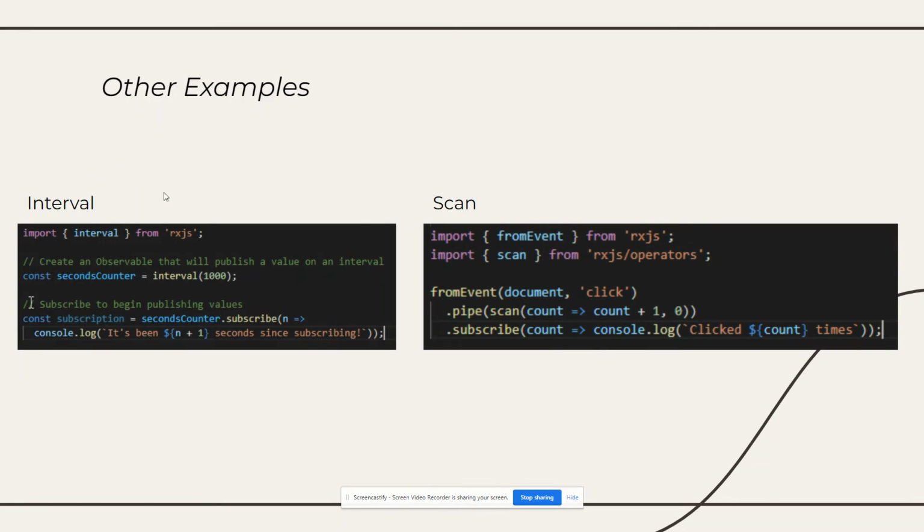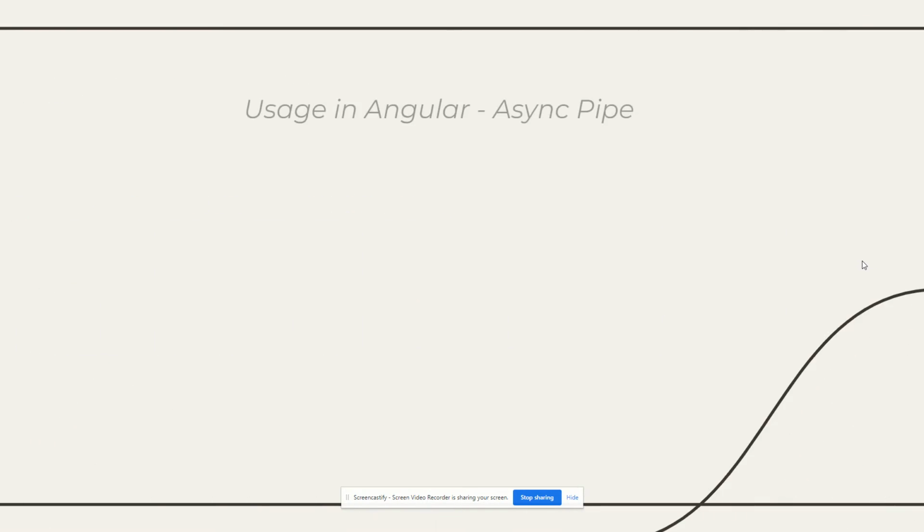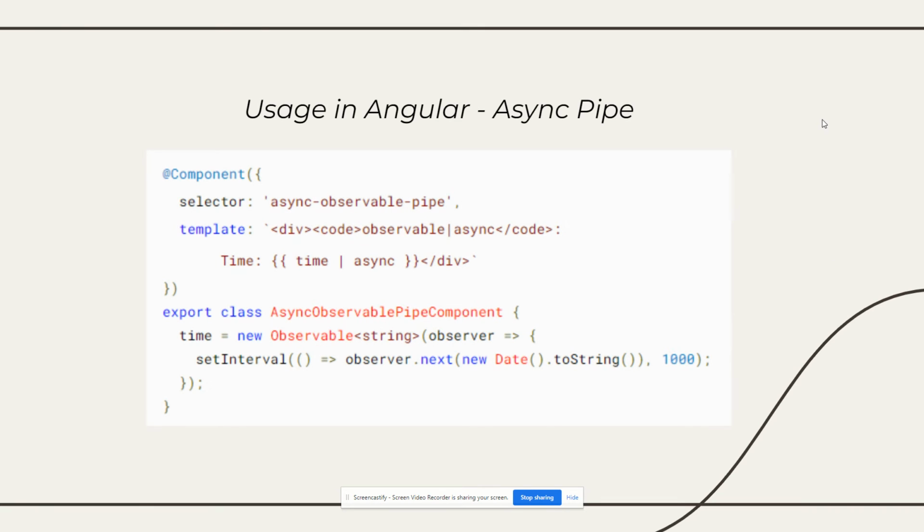So we got these other examples, like an interval that counts every 1 second and updates this. The scan that counts how many clicks you do right here. You can see the .pipe method. So here's another example directly from Angular with the async pipe. We're going to be setting this variable time to an observable that is going to keep updating every second with this string that is just basically the date. So basically, time is going to be updated in real time every second.